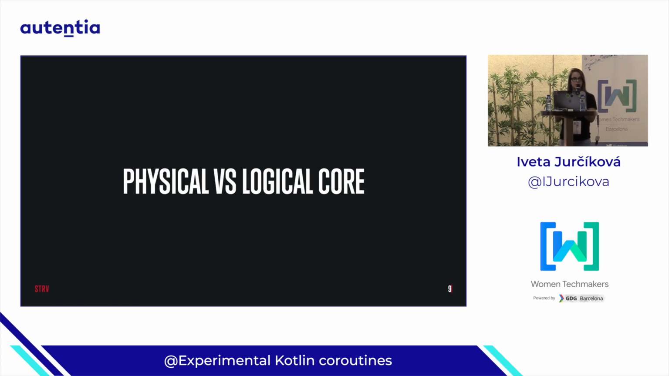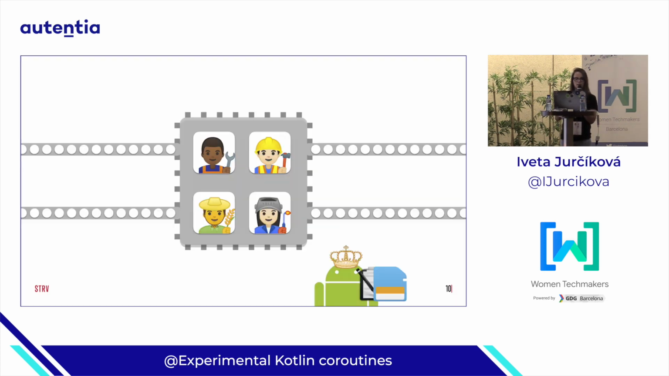Now, when we hopefully understand the general purpose of threads and cores, it's also important to understand the difference between physical and logical core. A physical core is kind of what it sounds like. It's physically on the CPU, like the hardware of the CPU itself. A logical core is like a code. It exists in a computer, but it's not bound to any particular hardware.